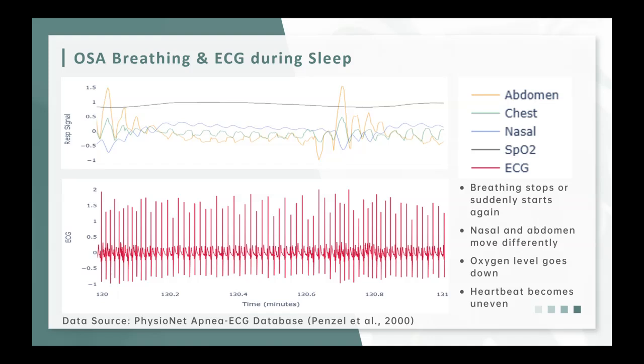Now, let's look at the contrast. This is what happens during OSA. At the top, the breathing signal becomes unstable, and you can see the yellow and blue lines, the chest and nasal signal, going out of sync. As a result, the oxygen level starts to drop, and you can see the black line slowly going down. And in the ECG, the heartbeat pattern becomes uneven.